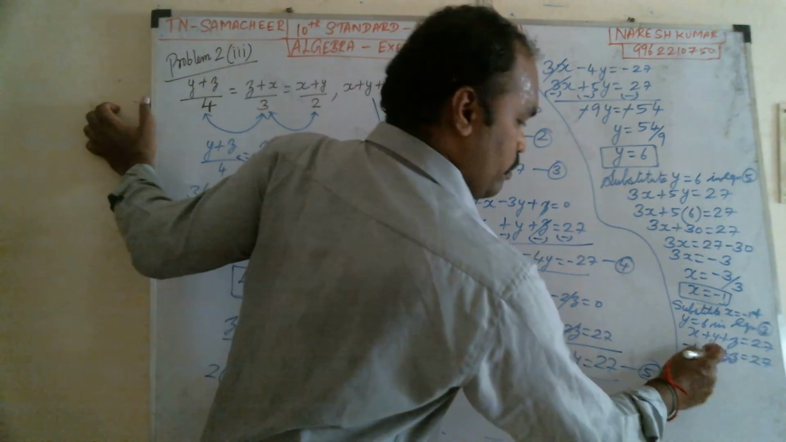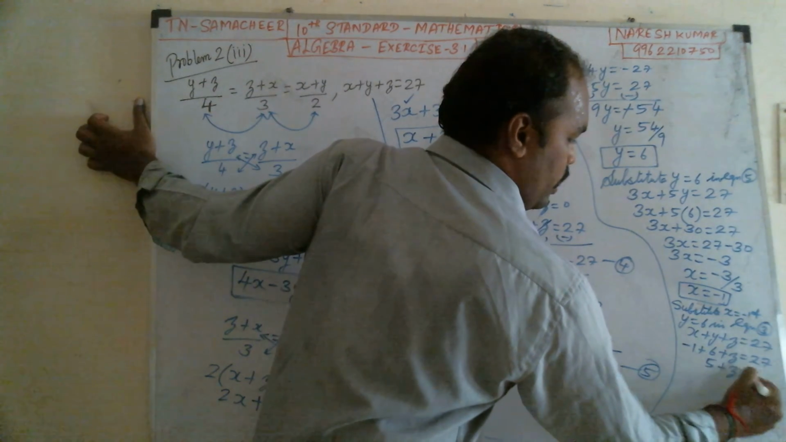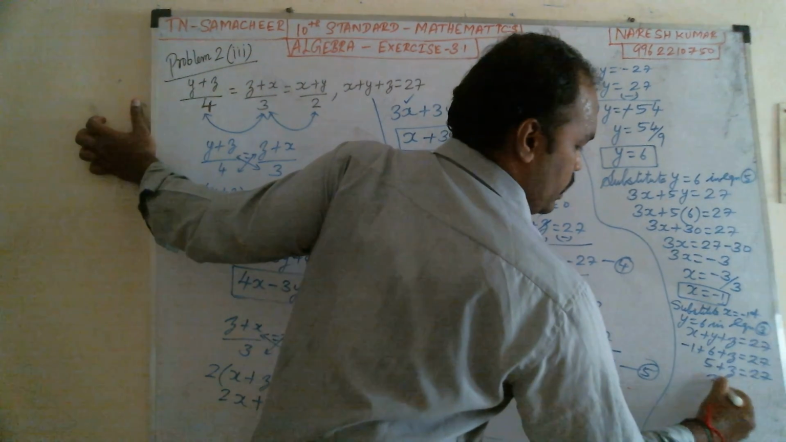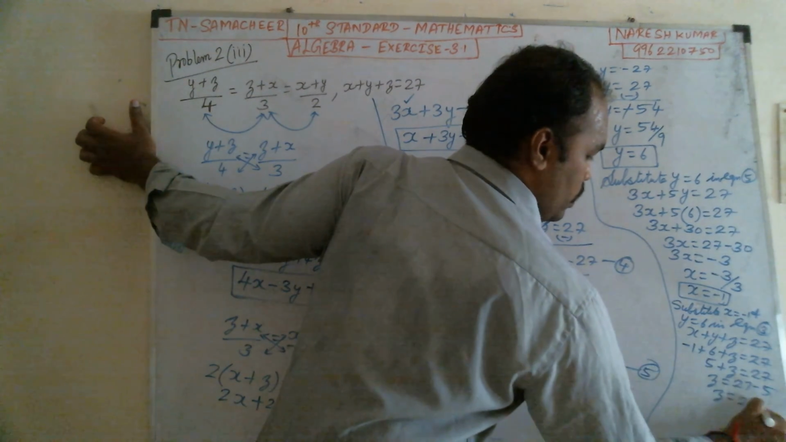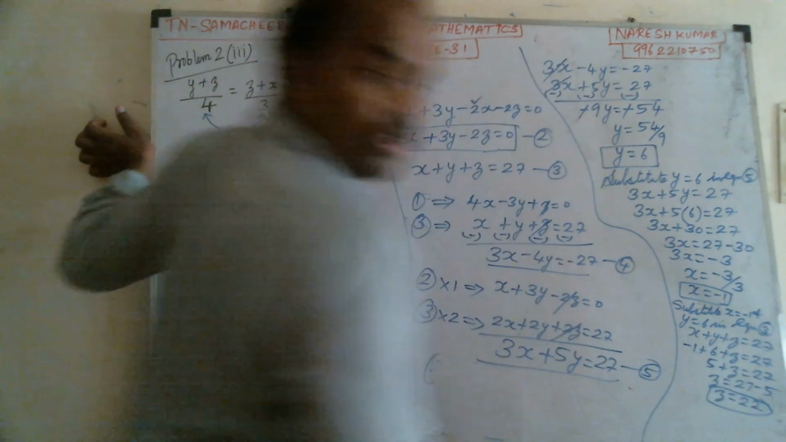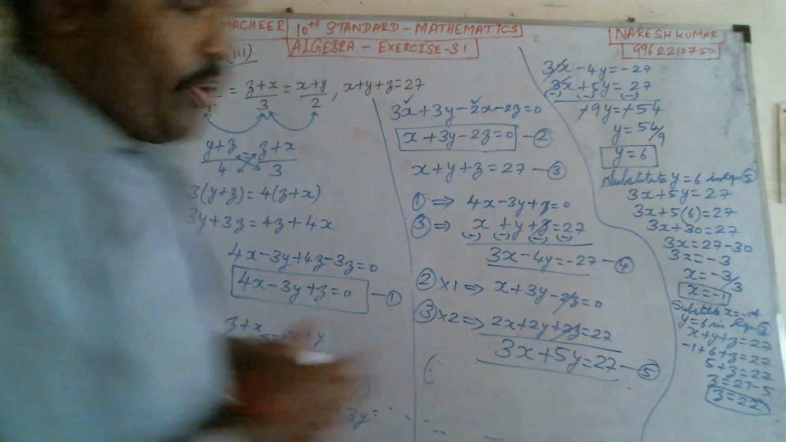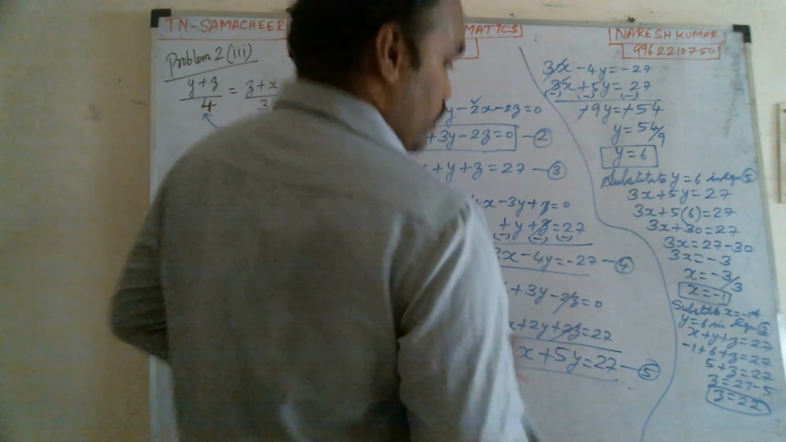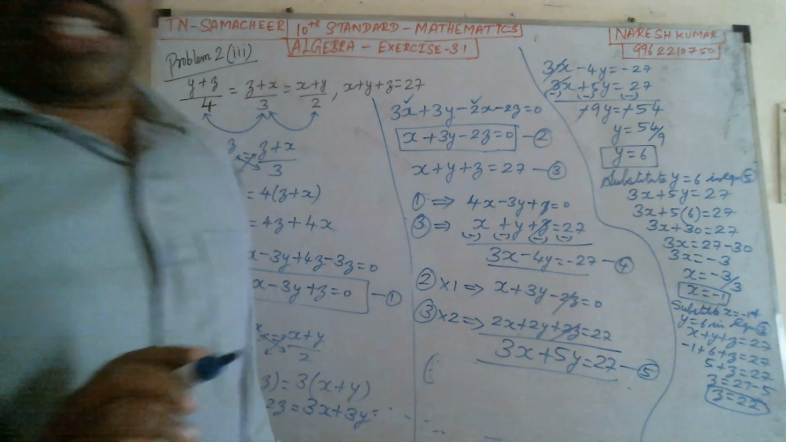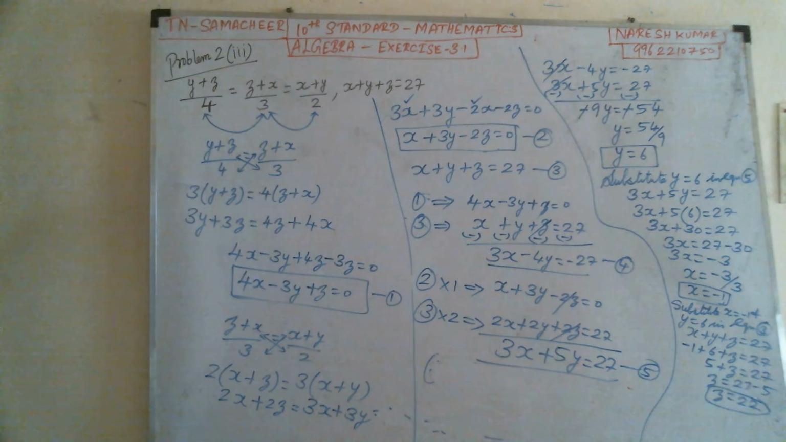Now 6 minus 1 is 5. 5 plus z equal to 27. z equal to 27 minus 5. So z equal to 22. So that's all about finding the values of x, y and z. So it has a solution. So this is the strategy for finding this solution. That's all about this problem.